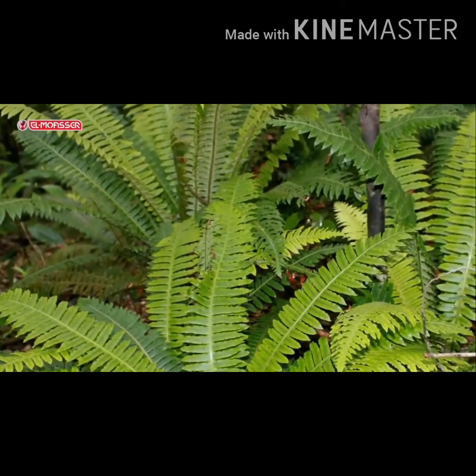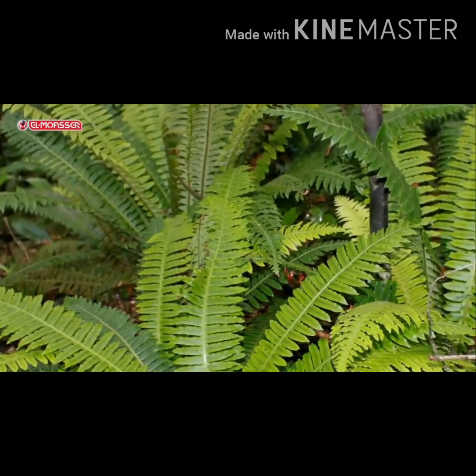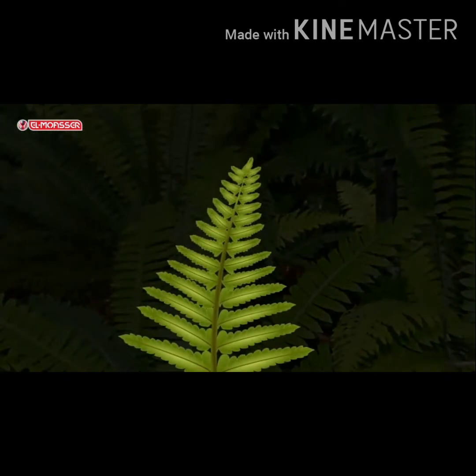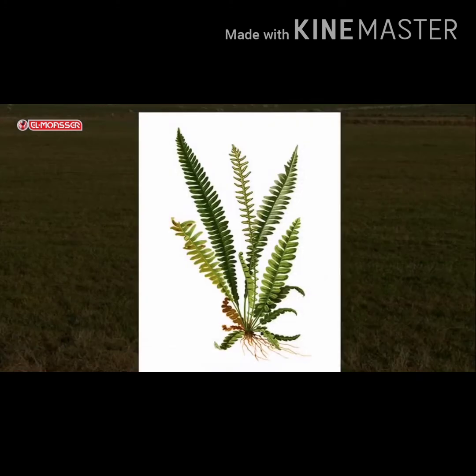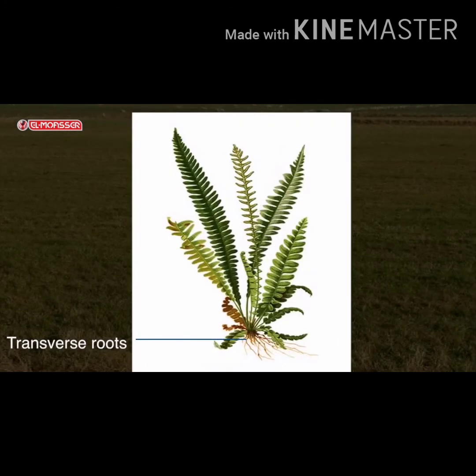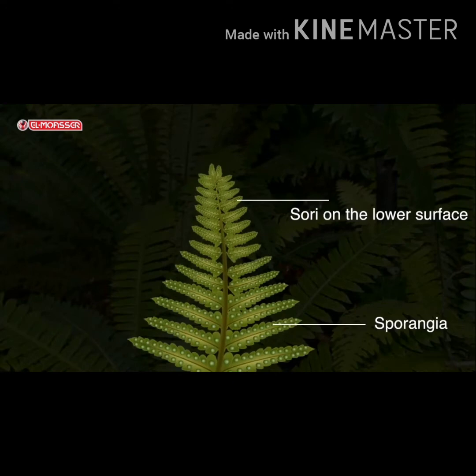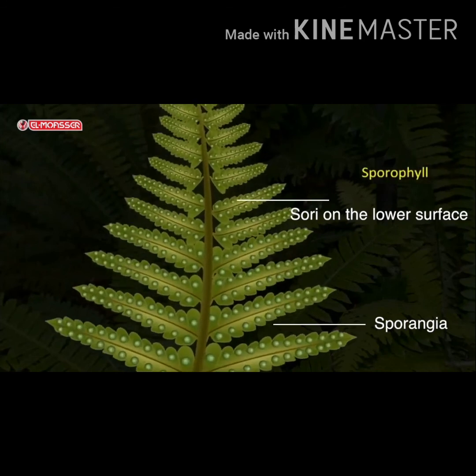Here I am again explaining the life cycle of pteridophytes. In pteridophytes, the starting plant body is the sporophyte. Here the spores are produced. Spores are produced inside sporangia, which are present on the lower surface of leaves. As the spores are present on leaves, the leaves are called sporophylls. Sporangia are present on the undersurface of the leaves.